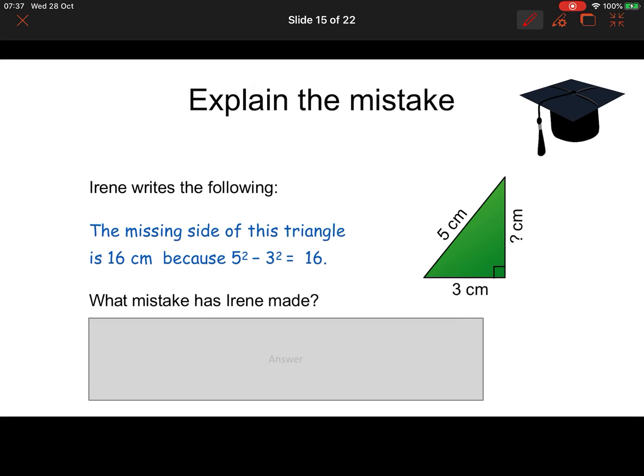Okay, just a quick question for you straight off the bat. Here is a student that's trying to find the missing side of this green triangle. It's a shorter side. She says the missing side of this triangle is 16 because 5 squared minus 3 squared is equal to 16. What mistake has Irene made? Hopefully it's obvious.